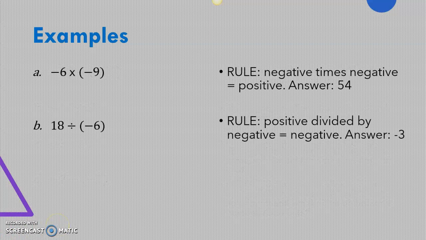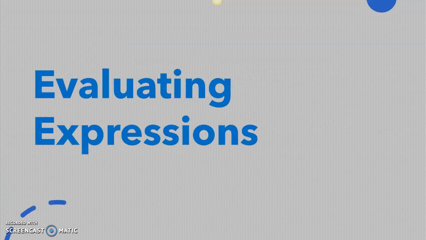For multiplication and division, we have negative 6 times negative 9. The rule is a negative times a negative is equal to a positive, so our answer would be a positive 54. And then 18 divided by a negative 6. The rule is a positive divided by a negative gives us a negative, so our answer would be negative 3.